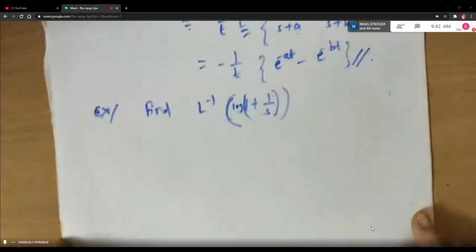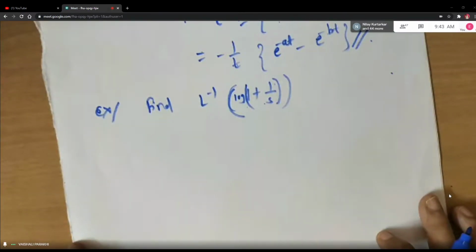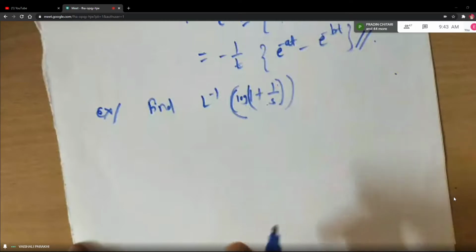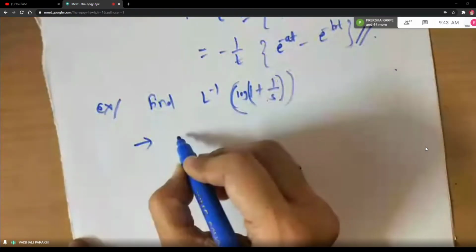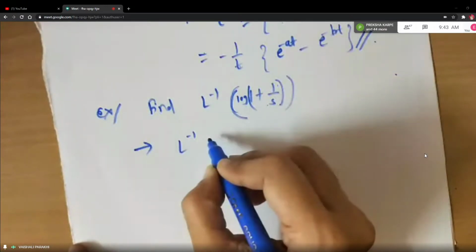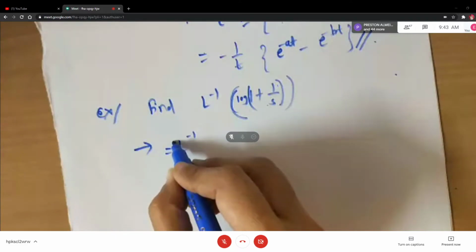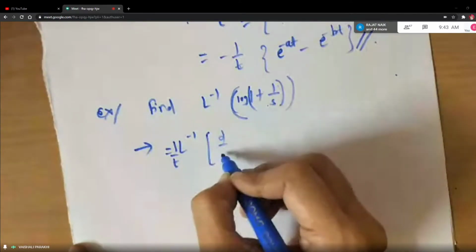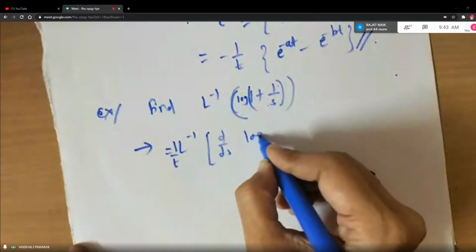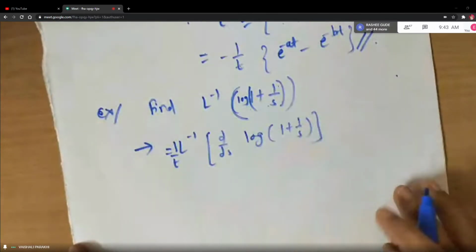Getting, students? Yes, ma'am. Okay. So I'll just substitute f of s in the formula. It will be L inverse of the right hand side I'm writing: 1 upon t L inverse of d by ds of f of s. Our f of s is log of 1 plus 1 upon s.